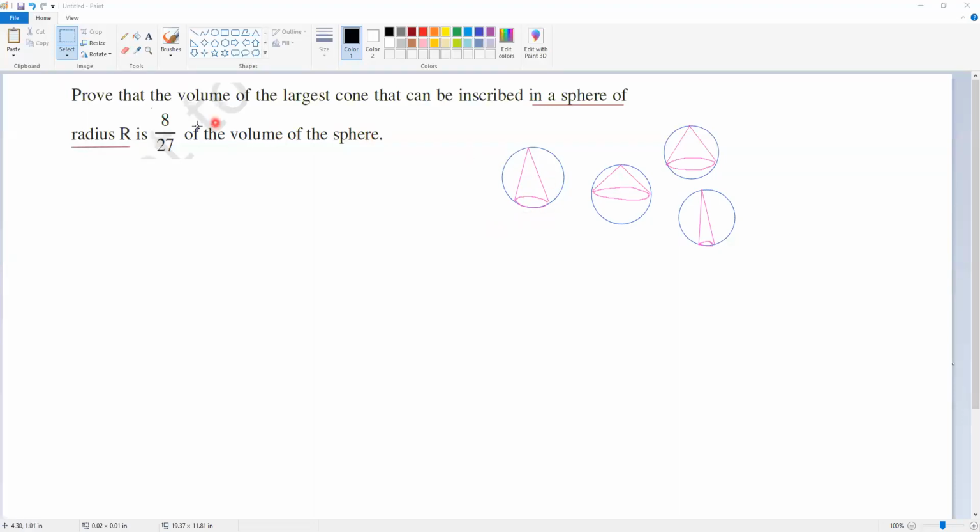So what we have to prove is the volume of the largest cone. Among these we don't know, different volumes will come. So the volume of the largest cone will be 8/27 of the volume of the sphere. This is what we need to prove.